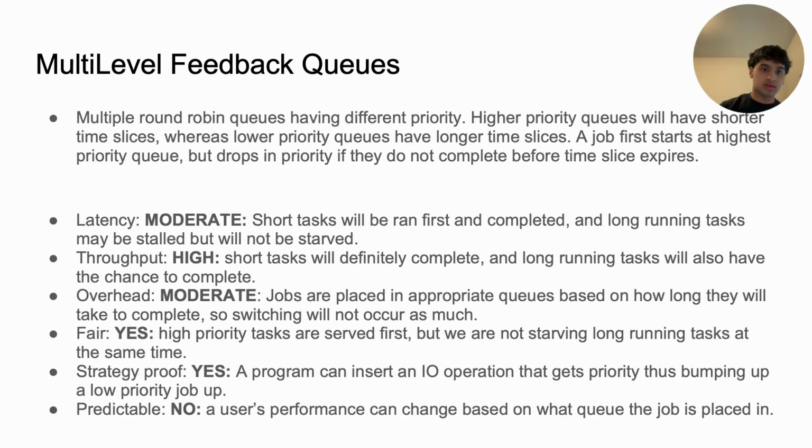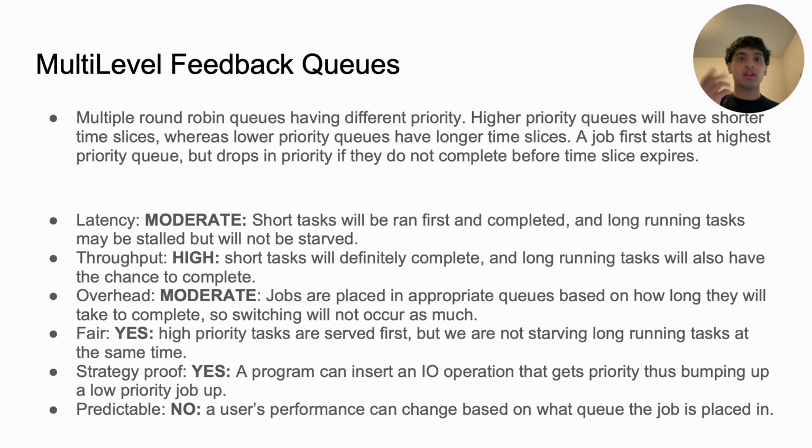And then second to last is multi-level feedback queues. These are kind of branching on top of the round robin queues, where we have multiple round robin queues, each having a different priority. The very first round robin queue is going to have the highest priority, meaning that it is going to have a small time slice. And these small time slices are really meant for short running tasks. So if you're a short running task, you can just enter into that queue and you'll be executed.